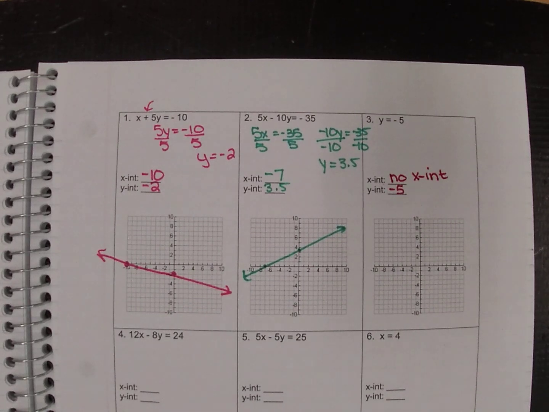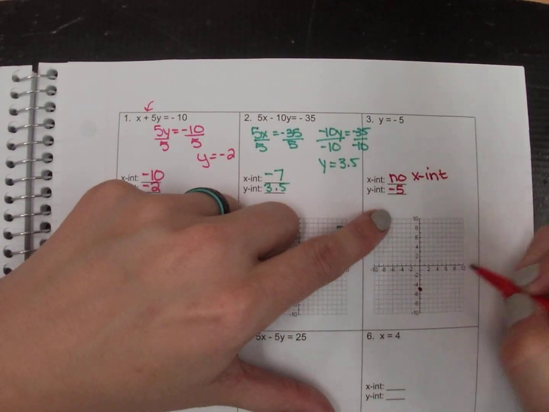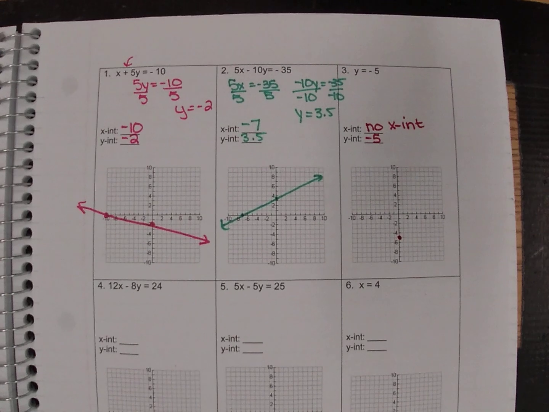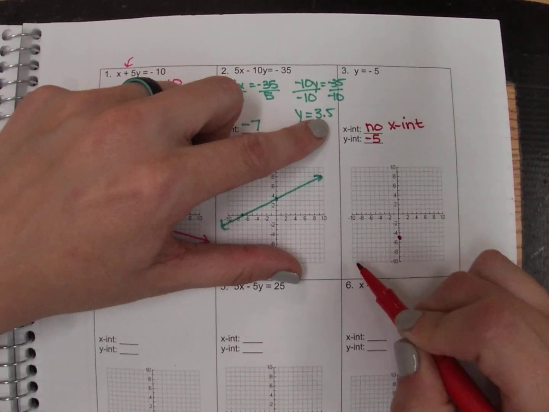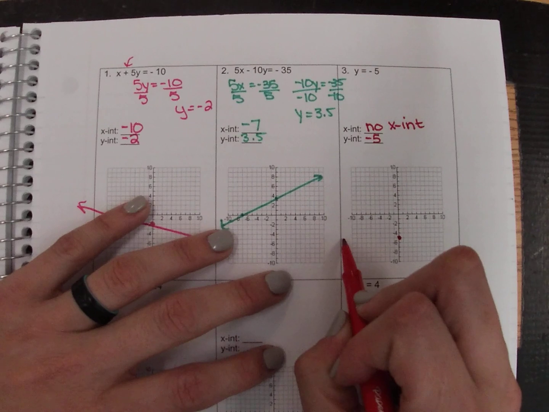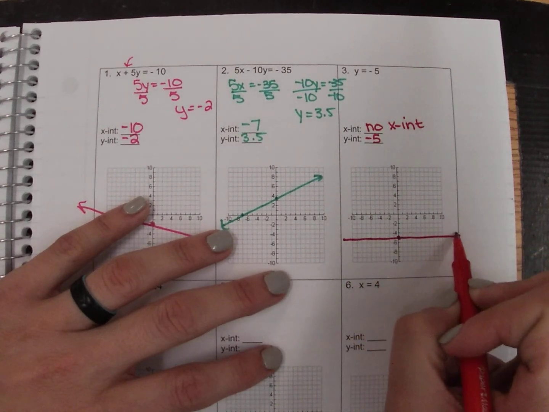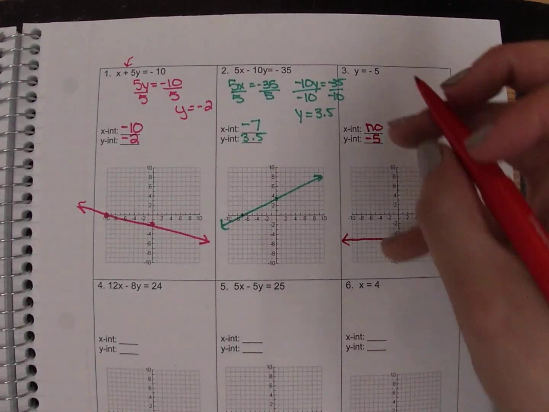So if we go to graph this, okay, we are going to plot a y-intercept of negative 5. And now we need to create a line that never touches the x-axis, right? Even if I make my line a little bit angled, eventually it's going to touch the x-axis. And therefore, the only line I can make that won't touch my x-axis is a horizontal line.